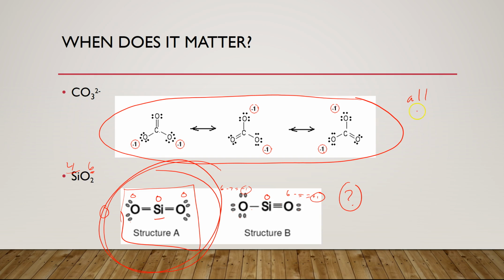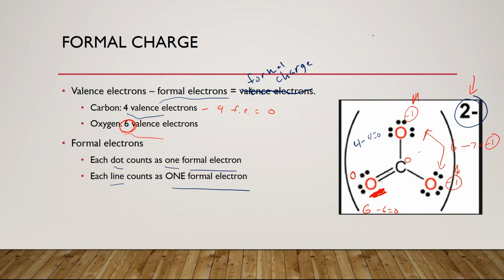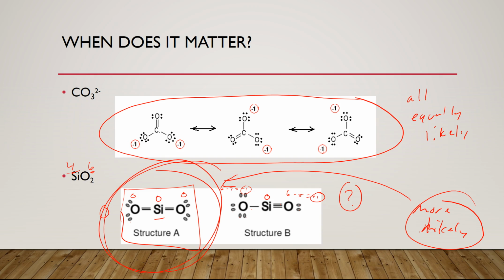So, all equally likely. This one, more likely. Bam! Alright? So, formal charge, as we said, is valence electrons minus formal electrons gives us formal charge. You look at the formal charges in your different options. Once you've calculated all those different formal charges, you can then decide which option is best.